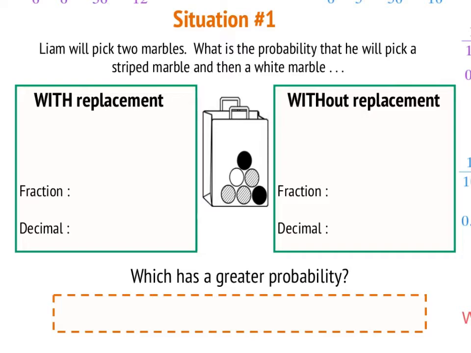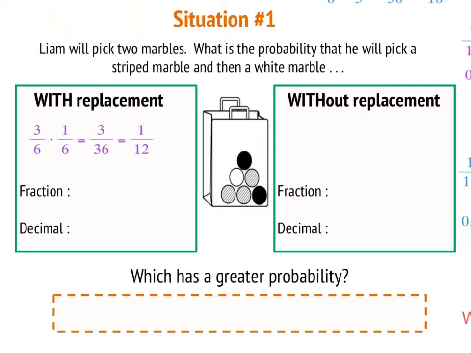So let's take a look at with replacement first. First he's going to pick a striped marble and then a white marble. So we've got 1 striped marble out of the 6 marbles that are there, and 3 striped marbles out of the ones that are there. So the first time he's going to reach in, he's going to get 1 out of 6 chances for that. The second time he reaches in, since he's putting the marble back, we're still going to have 6 marbles in there.